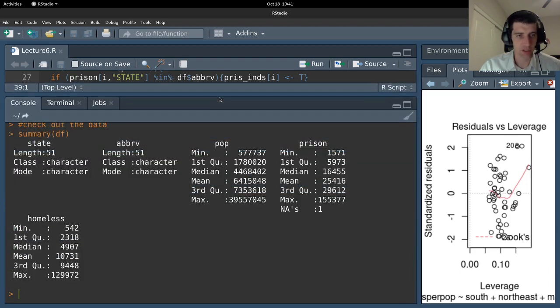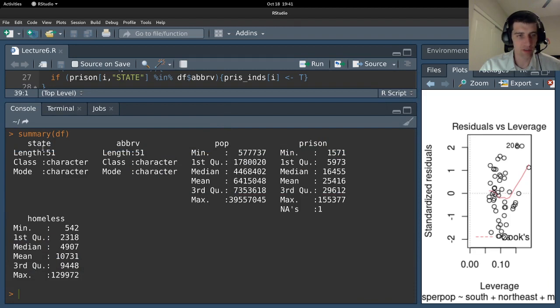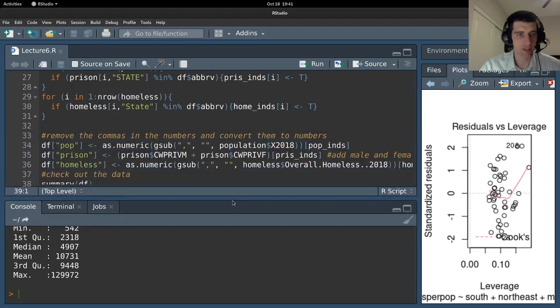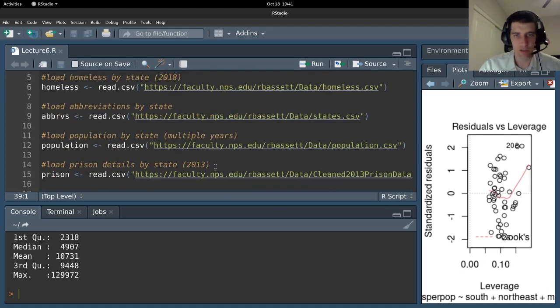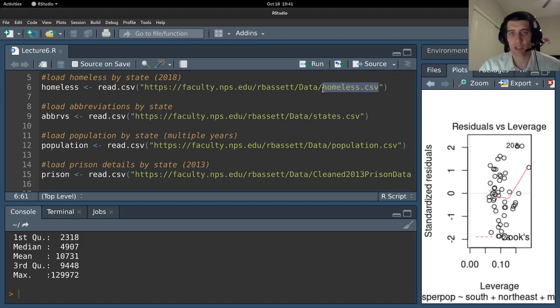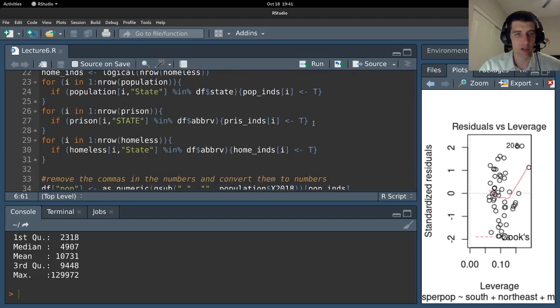I do that, and then I have a data frame, and if I can pull up its column names really quick, here's the summary. I have 51 states, because I have Washington, D.C. in there. Abbreviations, population numbers, prison numbers, and homelessness numbers for each state. If you have interest, these are hosted on my website, and like I said, I'll post the R code. There are different attributes. For example, the homeless CSV has different attributes about children who are homeless, different categories based on the demographics of the individuals. Same thing for the prison data set, but I'm just using the total numbers here.